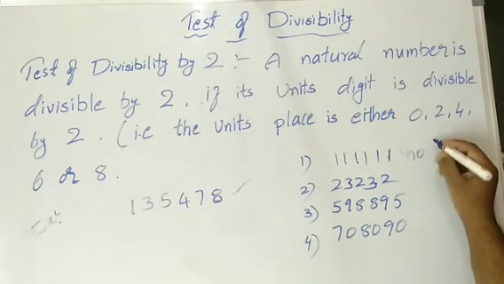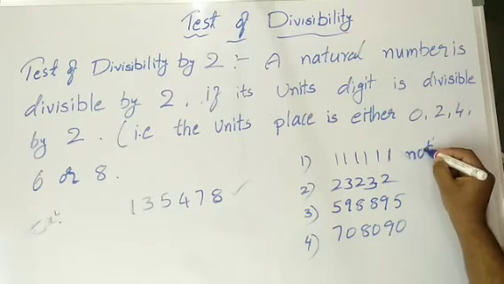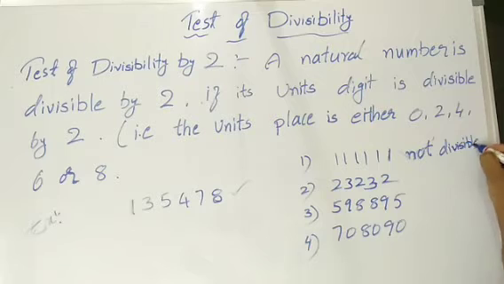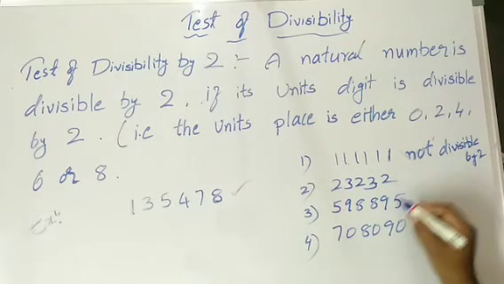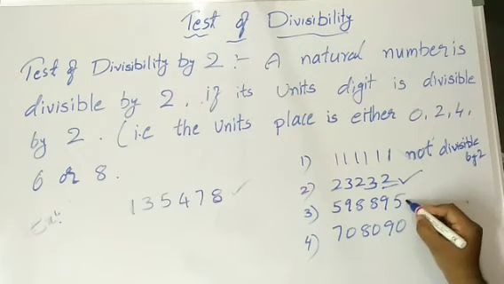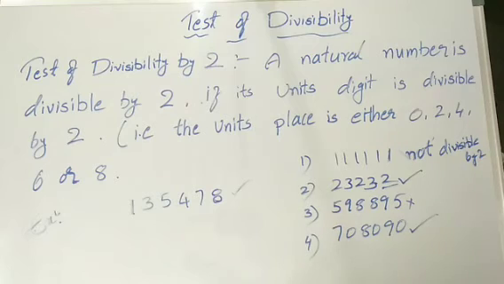So it is not divisible by 2. Then here the unit digit is 2, so it is divisible. It is divisible. By checking the unit digit, you can decide very easily whether that number is divisible by 2 or not. So once again I will repeat the definition. A natural number is divisible by 2 if its unit digit is divisible by 2, so the unit place is either 0, 2, 4, 6 or 8. The person who knows the definition of an even number can remember this very easily. Each and every definition, write it in your notes.